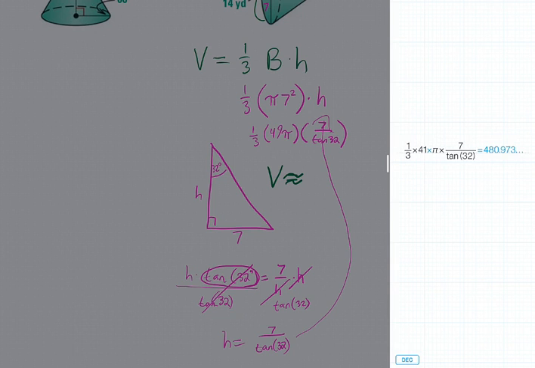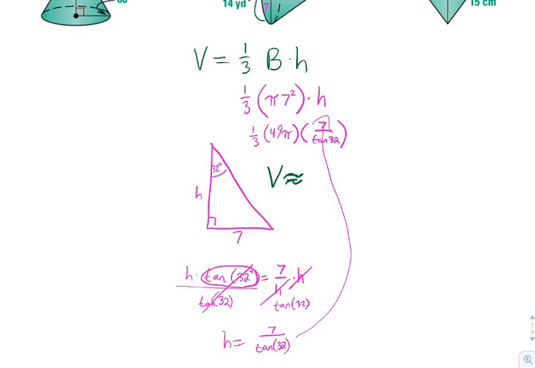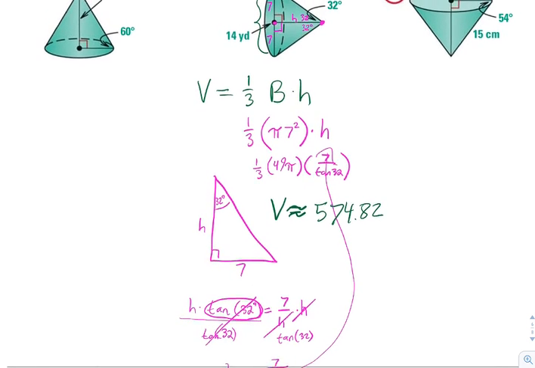Let's see how that works. There we go. Oh, it figured out there's a 49. Look at that. Okay, so 574.82. There we go. Okay, so we can definitely use trig to find a missing thing.